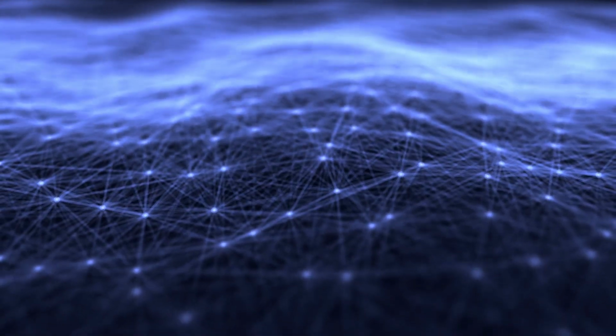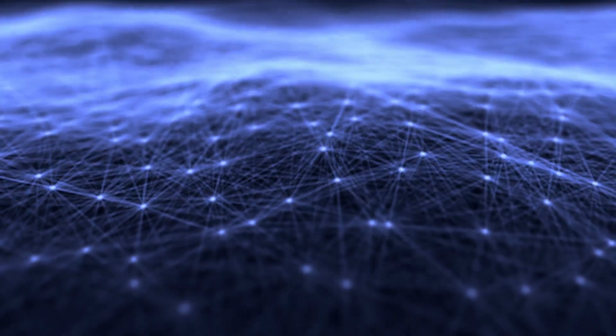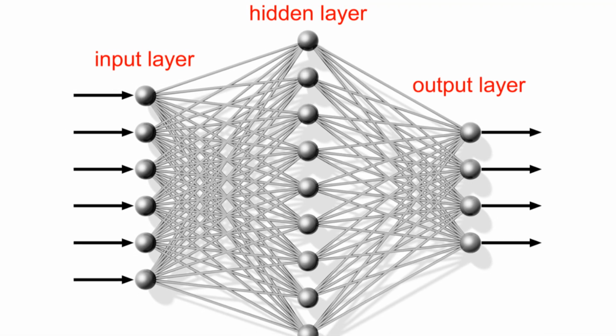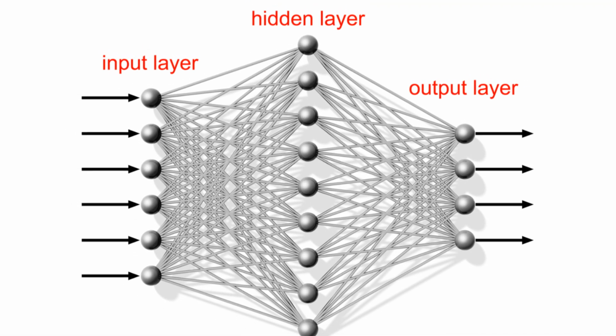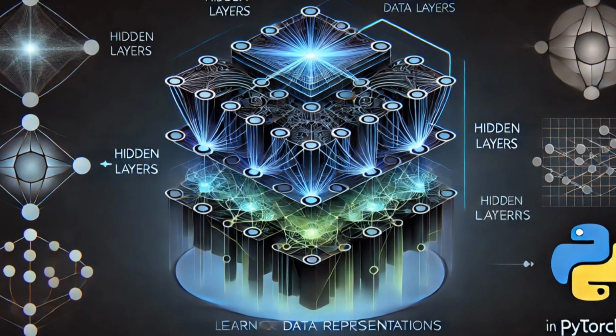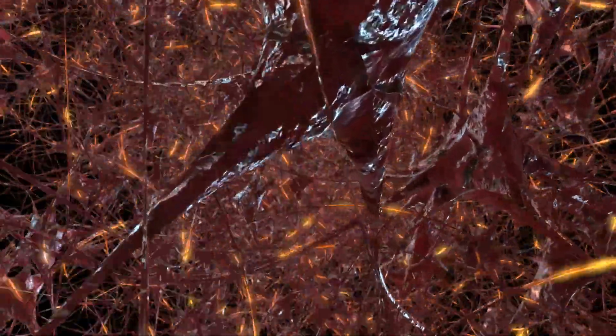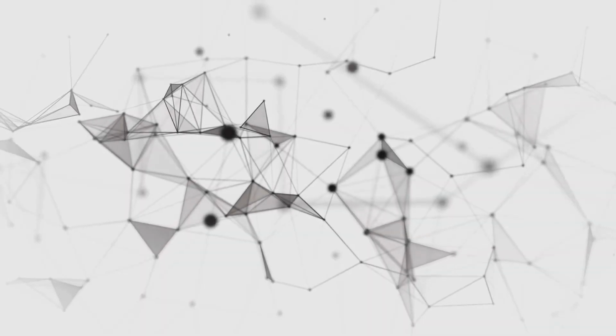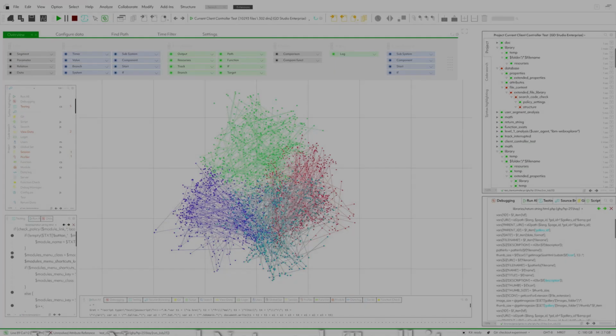A neural network consists of layers of interconnected nodes or neurons. The input layer receives raw data, and the output layer produces predictions. Hidden layers learn complex data representations. Connections between neurons have weights adjusted during training. The architecture includes layers, neurons, and their connections.